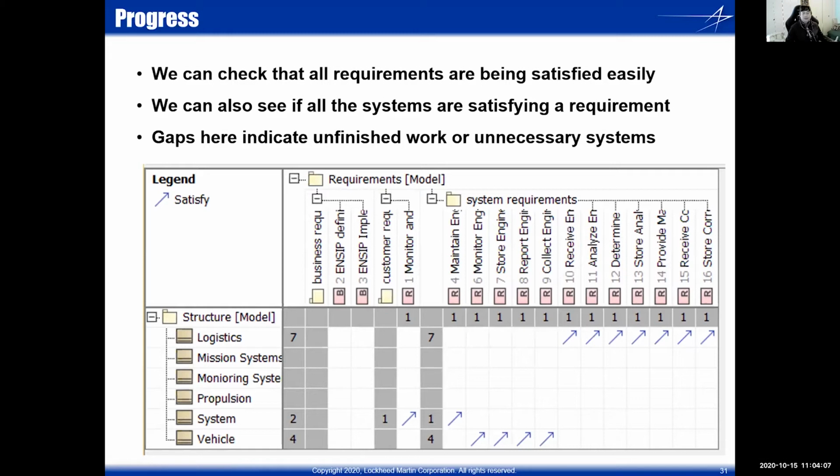And so I can also use this to check my progress and see how much work I have left to do. And you see, I've got that problem in a couple of places. My propulsion system doesn't have any requirements. My monitoring system doesn't have any requirements. If I wanted to hand this off to a supplier to go do for me, I'm not ready for that yet. So this is just a quick and dirty view of work that I have left to do, problems that I might still have to address.